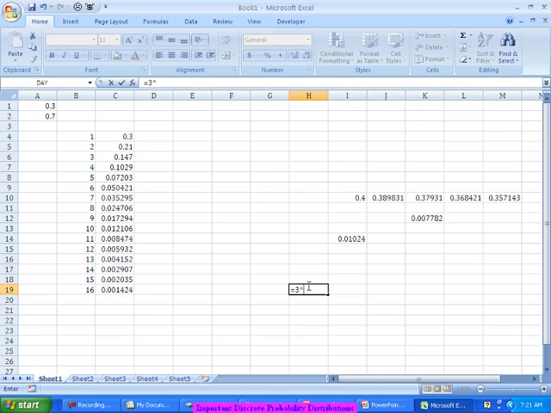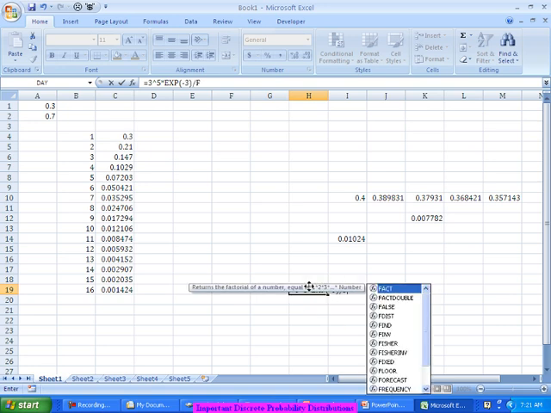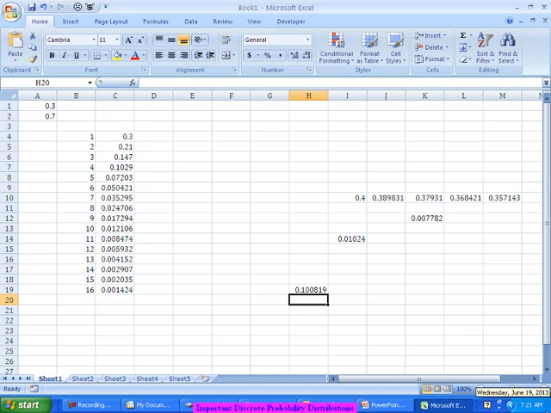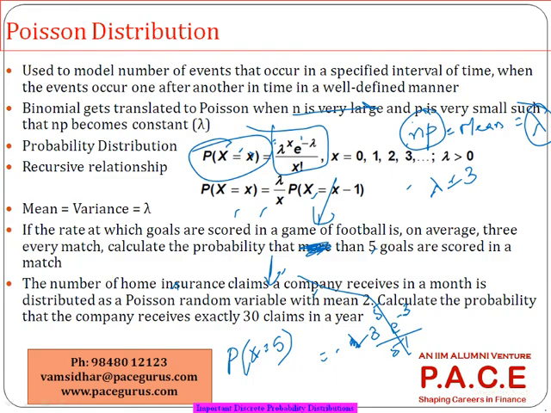3 power 5 into e power minus 3 divided by 5 factorial comes out to 0.10. So there is a 10% chance. So probably you can model it. This is a very real world problem, right?